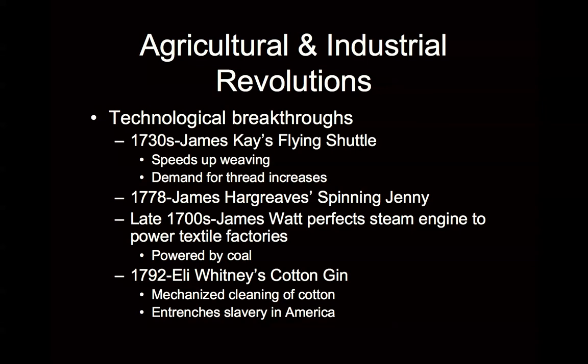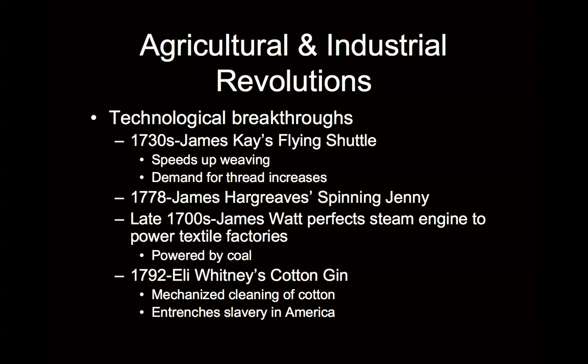In the late 1700s, James Watt perfects the steam engine, which powers textile factories. In order to produce the steam, which powers these machines, you need coal. This steam engine revolutionized manufacturing, and it allowed for these machines to go on and on and on, and production went up and prices went down as a consequence.